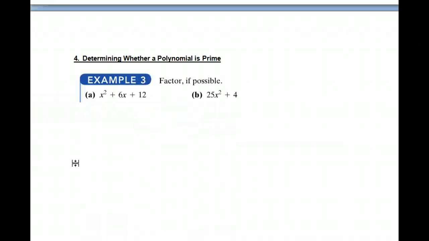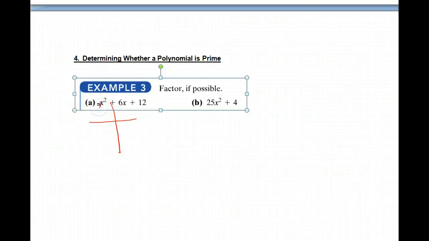The last concept that we're going to work on here is determining whether or not a polynomial is prime. And what that means is that sometimes polynomials cannot be factored at all. That means that there are no factors that expression, that quadratic, can be broken into. For example, part A, we have x squared plus 6x plus 12. It's not a perfect square trinomial. The coefficient of x squared is 1, so we would think to ourselves, okay, I need to use the C method.